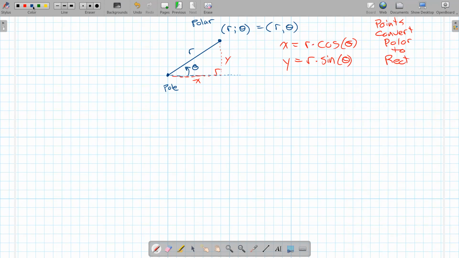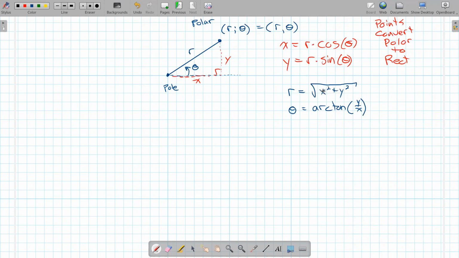And then I could take it the other way. Other relationships we have in this picture is the Pythagorean theorem, right? x squared plus y squared equals r squared. So solving that for r, r is the square root of x squared plus y squared from the Pythagorean theorem. And then as far as theta, we know that the tangent of theta is y over x. So theta must be the arctan of y over x.